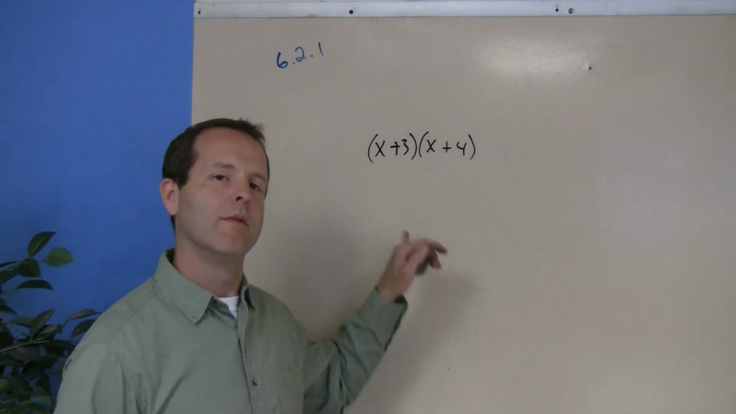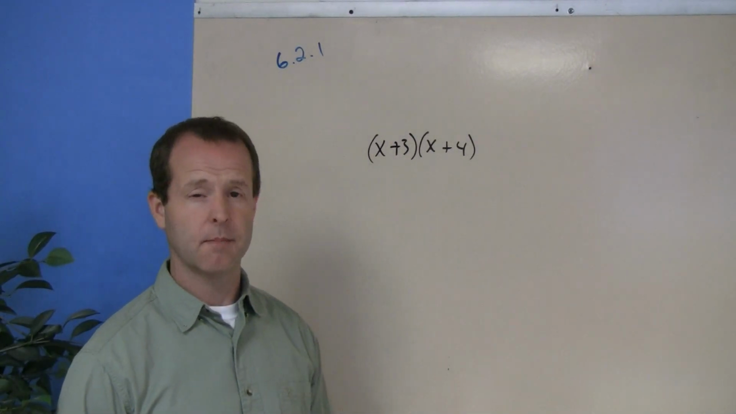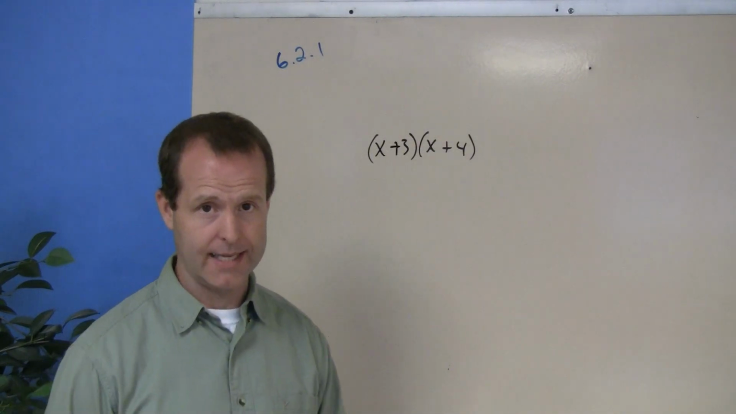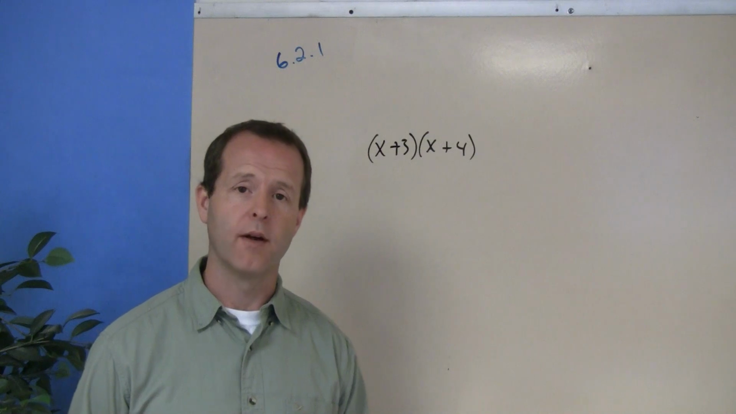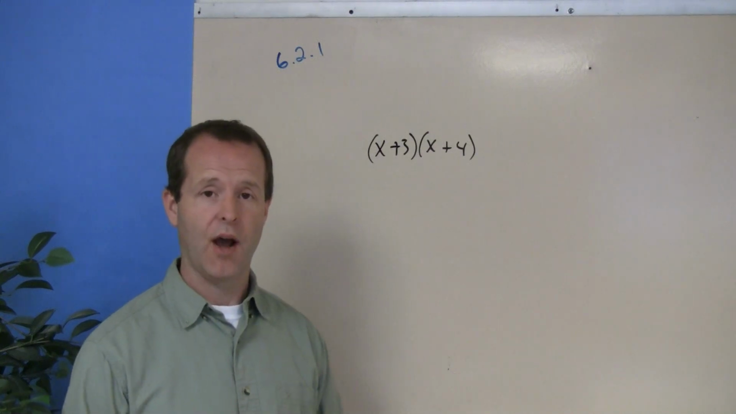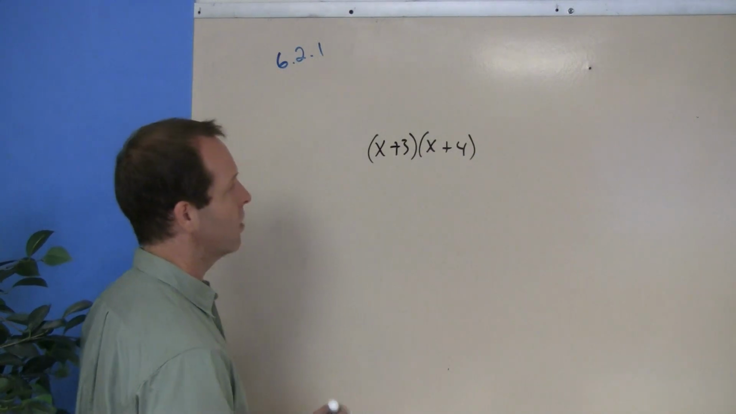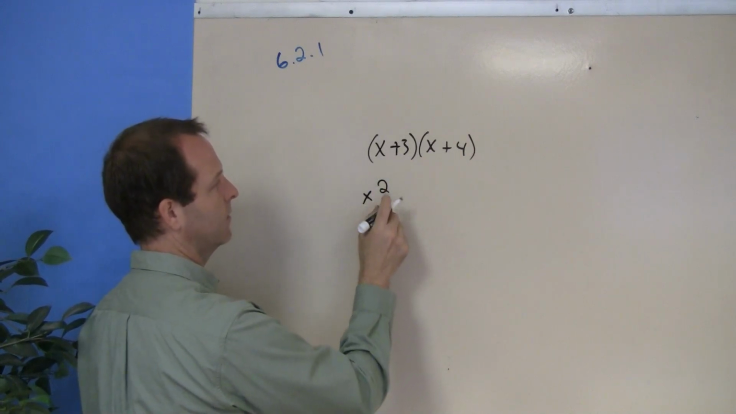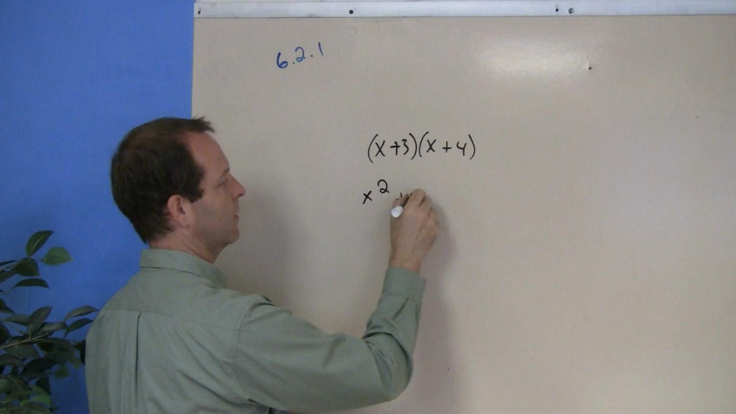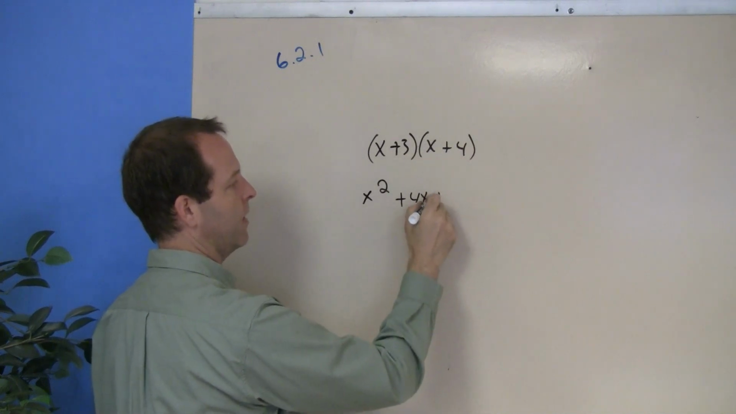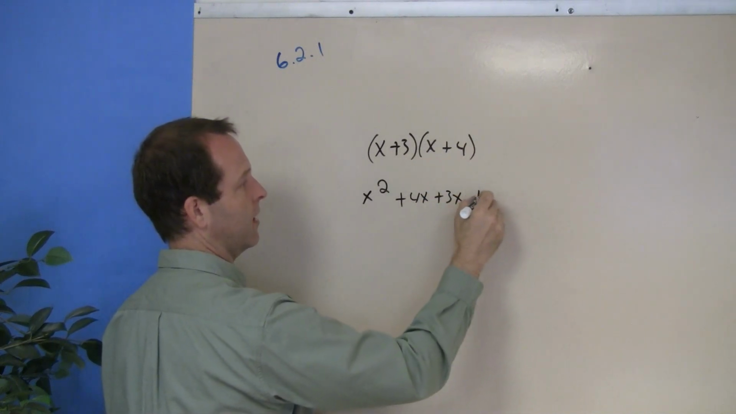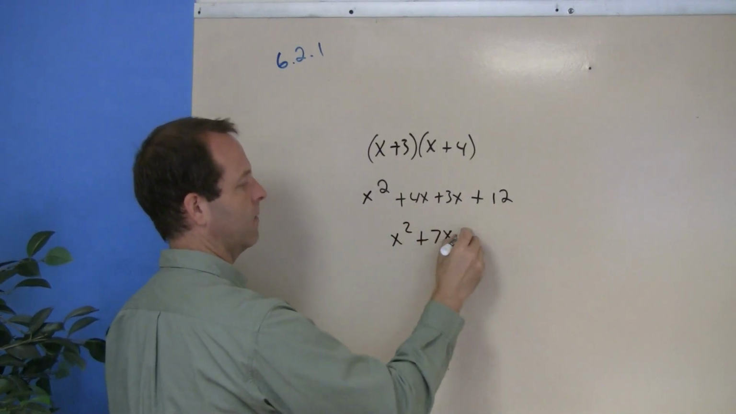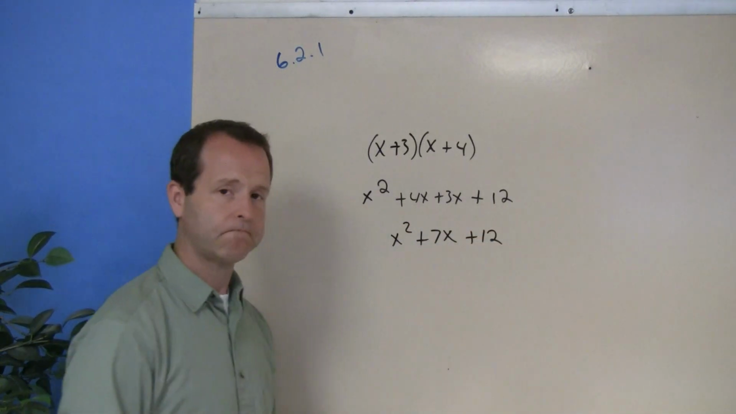You may remember a problem similar to this, binomial times a binomial. And we used an acronym to help us remember how to multiply these out. It was called FOIL, which stood for first, outer, inner, and last. So if I multiply these, the first term times the first term is an x squared, the outer terms is a 4x, the inner terms is a 3x, and the last terms is a 12. X squared plus 7x plus 12.